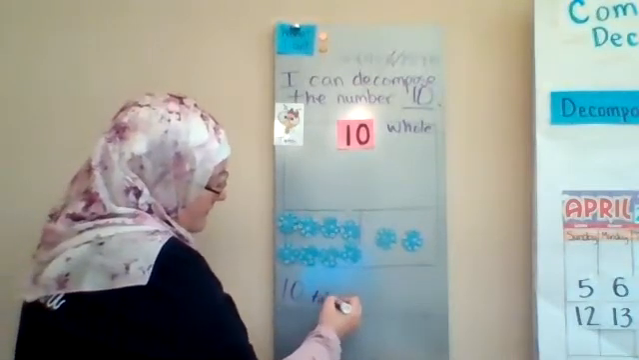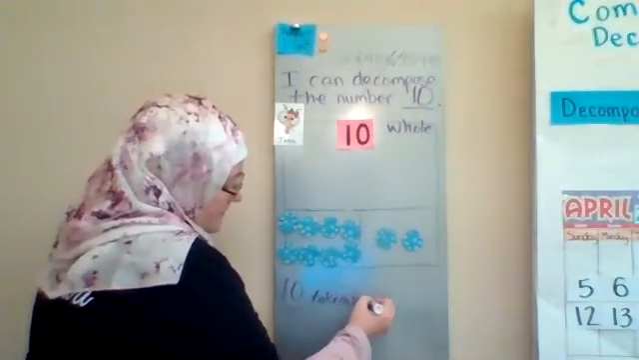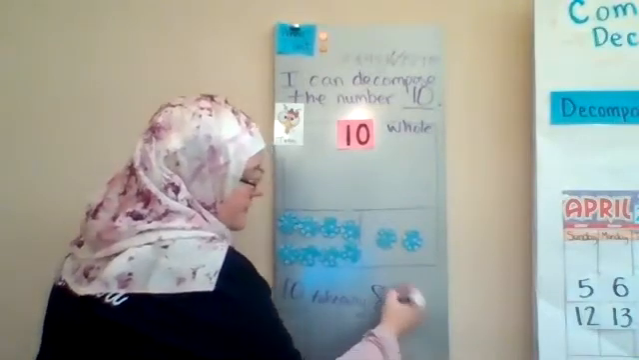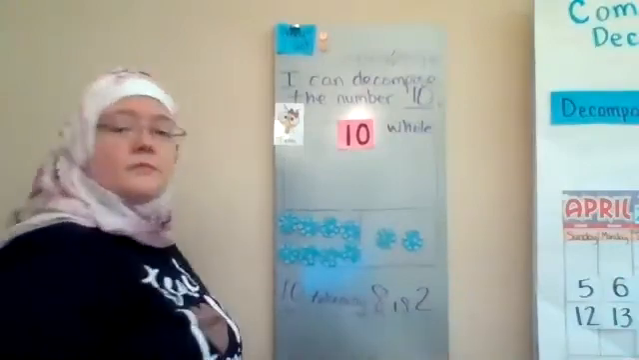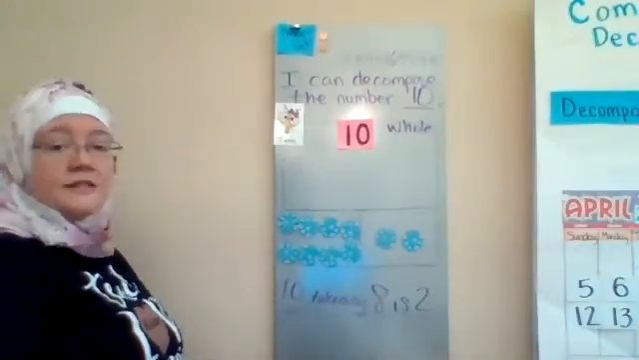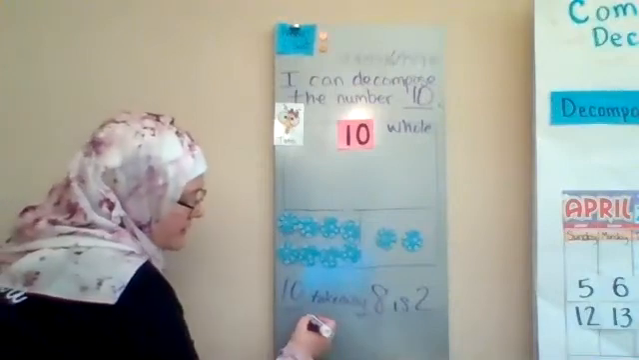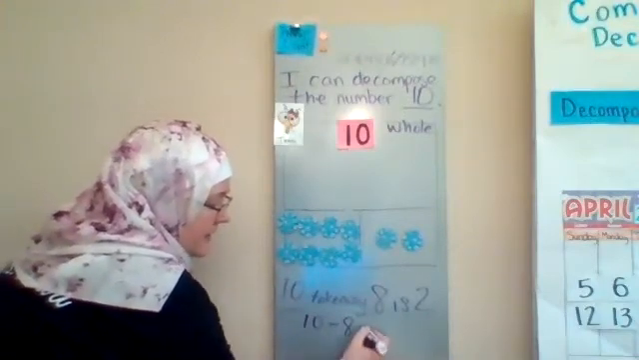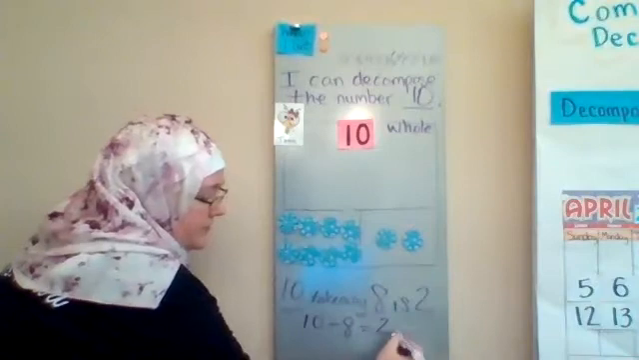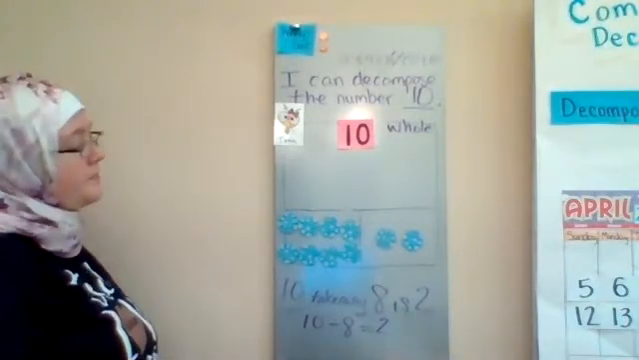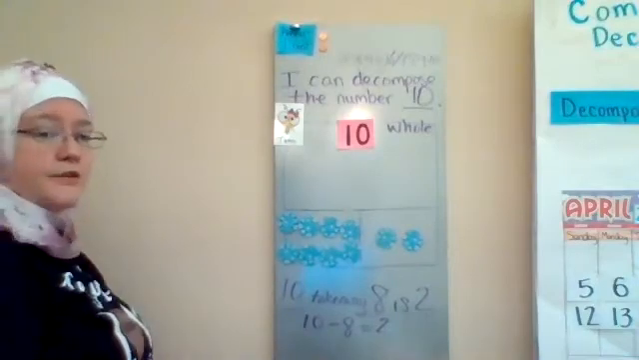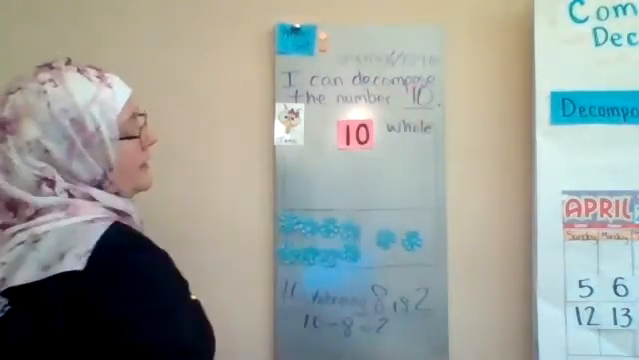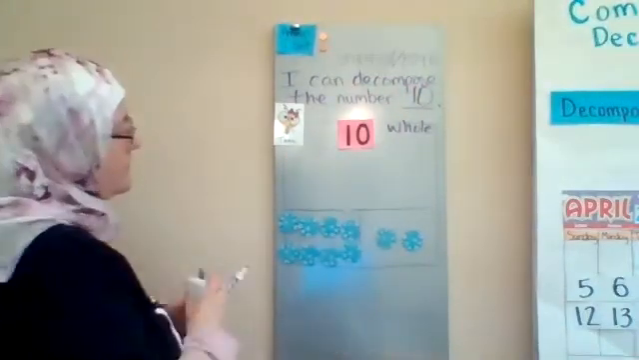So 10 take away. How many did we take away? 8 is 2. And we can also write this as a numerical sentence. 10 take away 8 equals 2. Don't be afraid to add those on your paper too. What are we doing? We are decomposing the number 10. Very good, boys and girls.